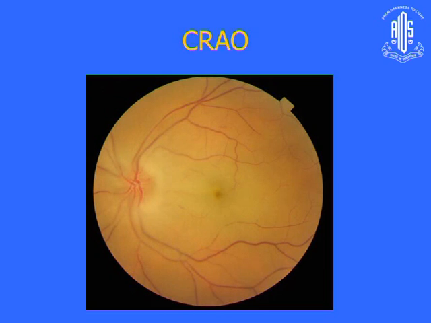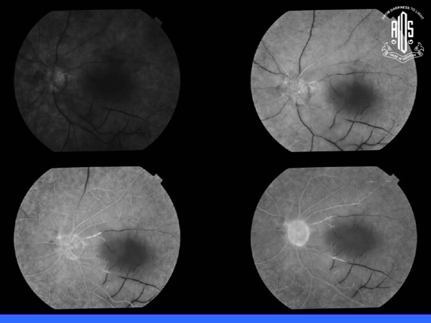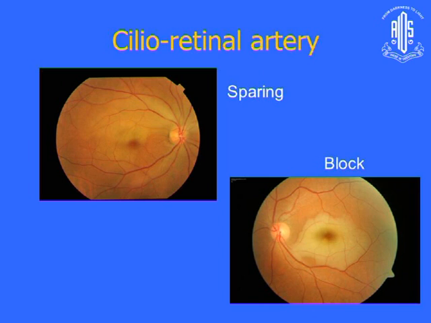White retina with a central cherry red spot, and sudden onset vision loss. It's a direct diagnosis of a CRAO. This is how a fluorescein angiography looks. The artery is not filling. With a cilioretinal artery, you may see sparing of the cilioretinal artery, or you may see blocking of the cilioretinal artery.